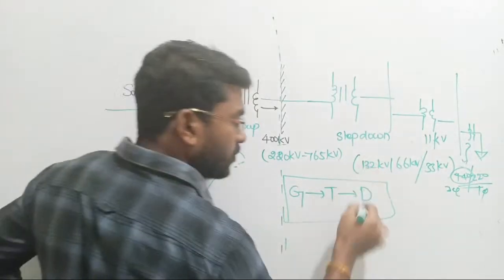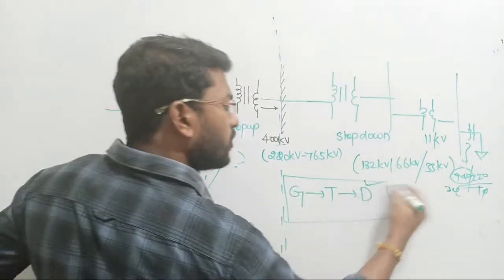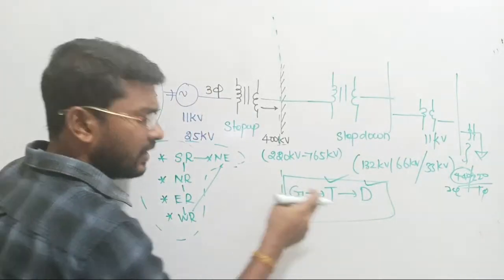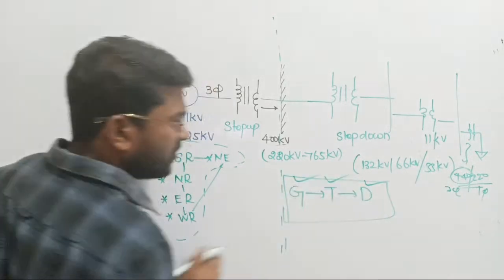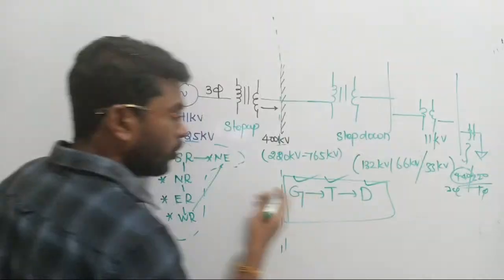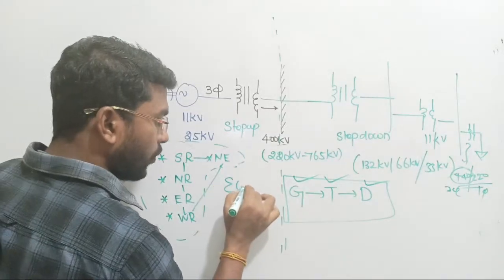Now, on the distribution side, we have to see how we are going to distribute the power, and how we are going to transmit the power, and which elements we are going to use, right? And similarly, we have to see how we are going to generate the power. And remember one more thing, whichever things I am going to do here, I am going to do all those things from the point of view of economics.